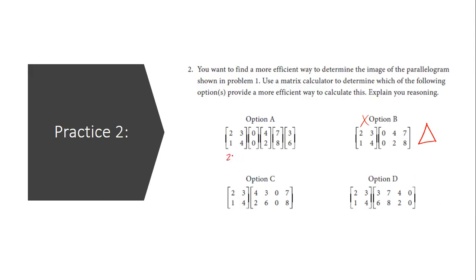Matrix, here you had to put in a 2 by 2, then a 2 by 1, and then a 2 by 1, and then a 2 by 1. So was that necessarily more efficient? No. What about C and D? Were they efficient? Are they doable? Yes. So option C or D are the most efficient ways to find the coordinates of transformed points.